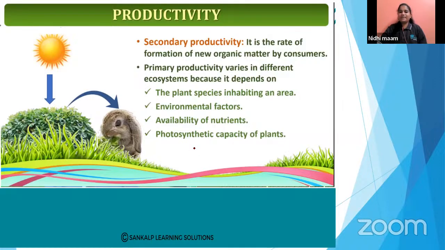So, photosynthetic capacity of plants. Some plants will photosynthesize too much, and some plants will photosynthesize in a normal way. So that also will be related. All of this affects the primary productivity, not the secondary productivity.